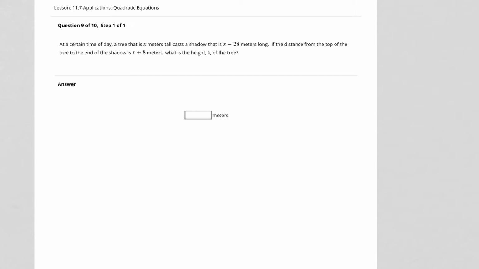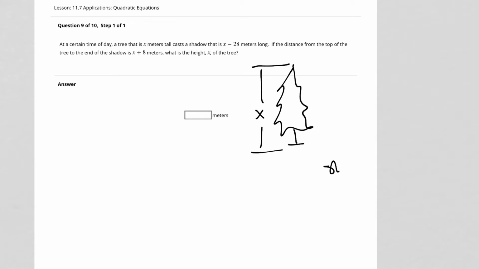So we have a tree. Yes, I do great trees. There's our tree. At a certain time of day, the tree is a tree that is X meters tall. So there's the height of the tree. Cast a shadow that is X minus 28 meters long. So here's the shadow down here. And that shadow for the tree is X minus 28 meters long.